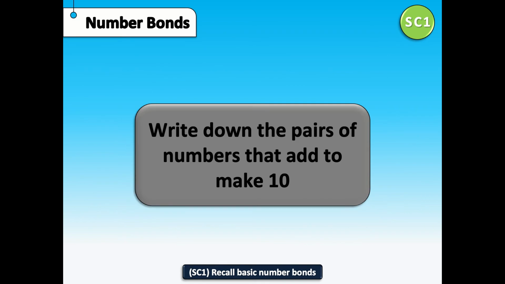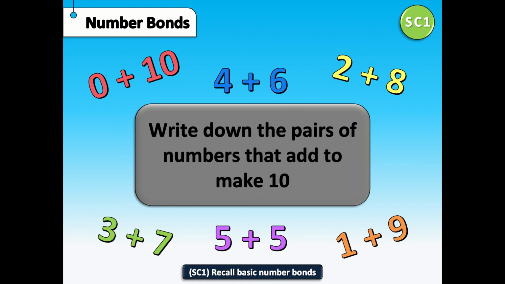So here we want to write down pairs of numbers that will add up to make 10. So we've got 0 and 10, 4 and 6, 2 and 8, 1 and 9, 5 and 5, and 3 and 7. These are known as number bonds.